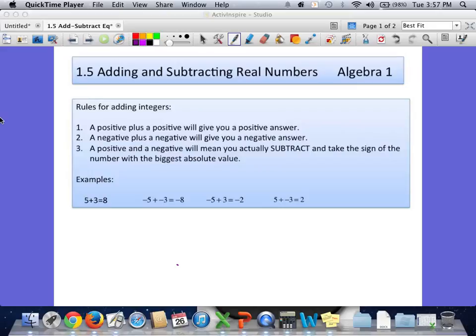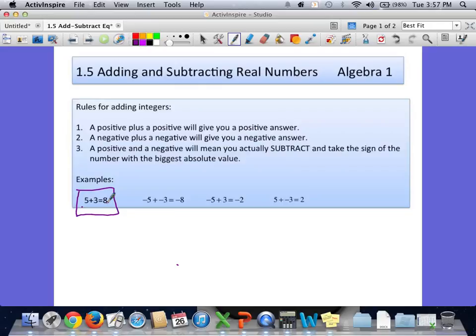1.5, adding and subtracting real numbers. All right, now we covered all this in middle school, but just to reiterate the rules for adding integers, if you have a positive plus a positive, you will get a positive answer. For example, 5 plus 3, both are positive, and that will equal 8. You've done this all since you started school.